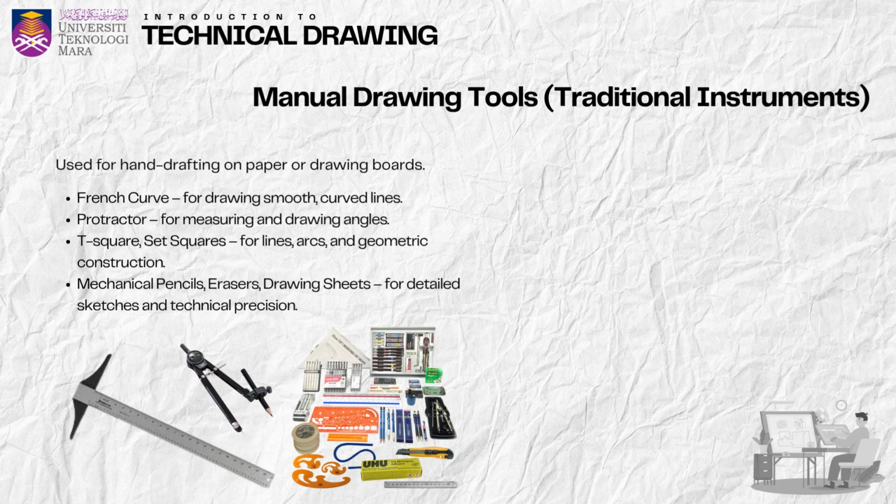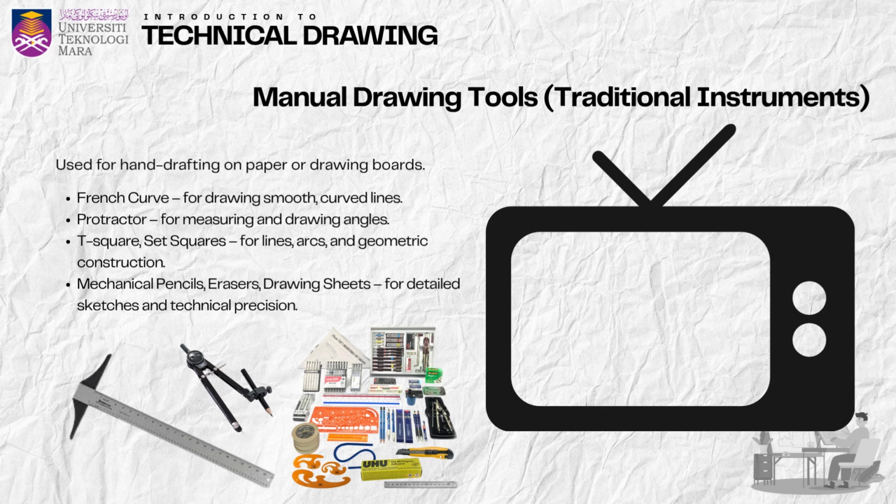Alright everyone, let's take a short trip back in time, before computers and CAD software took over. Back then, all technical drawings were done by hand, using a set of specialized tools on large drawing boards. These manual drawing tools, or what we call traditional instruments, were essential for engineers, architects, and designers to draft precise lines and shapes. Let's go through some of these classic tools.